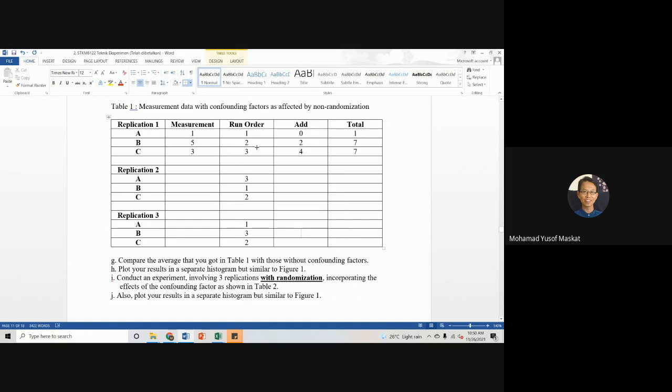So this is randomization. If there is a confounding factor and randomization, it will be like this: 1, 2, 3, 3, 1, 2, 1, 3, 2. That is randomization. And with the confounding factor, because it is 1, you add 0. Because it is 2, you add 2. Because it is 3, you add 4. So this is 153.